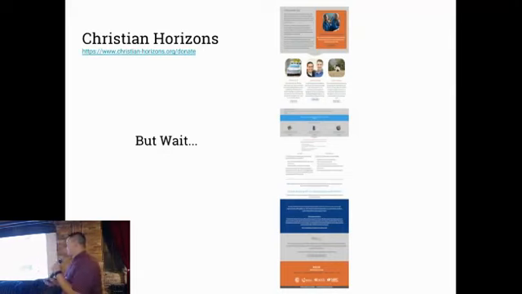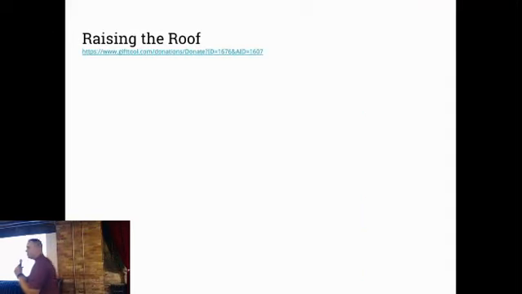So that was way too long. The page isn't bad, but you should have a separate page which is just about donation, right? More value proposition, more donation. Raising the roof.